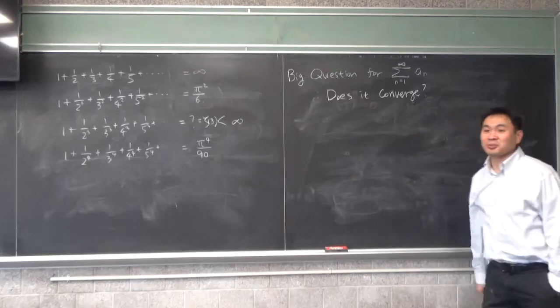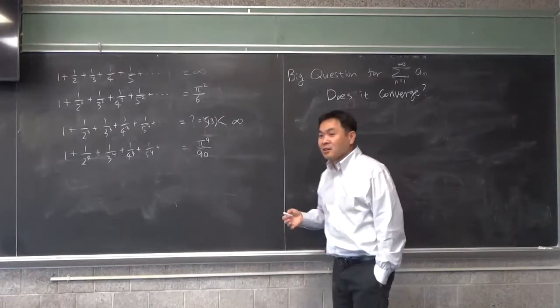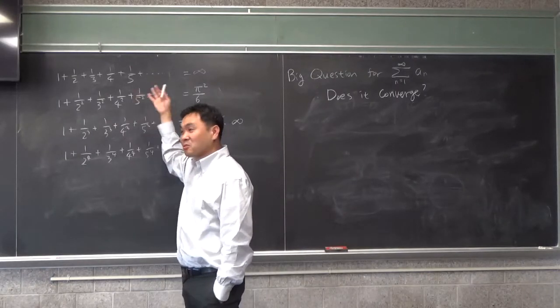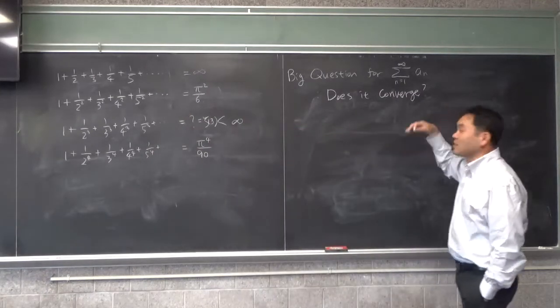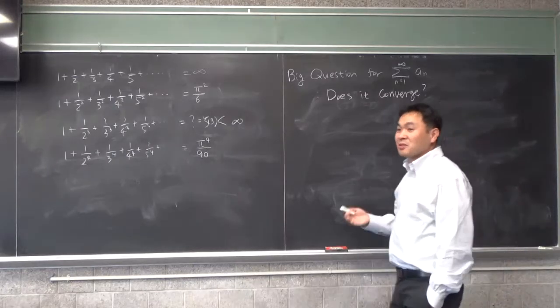Or does it diverge? If you can answer this, then you can confidently estimate it using some program. Or you can see that it diverges, so you don't even bother computing it. Okay? So that's the important thing.